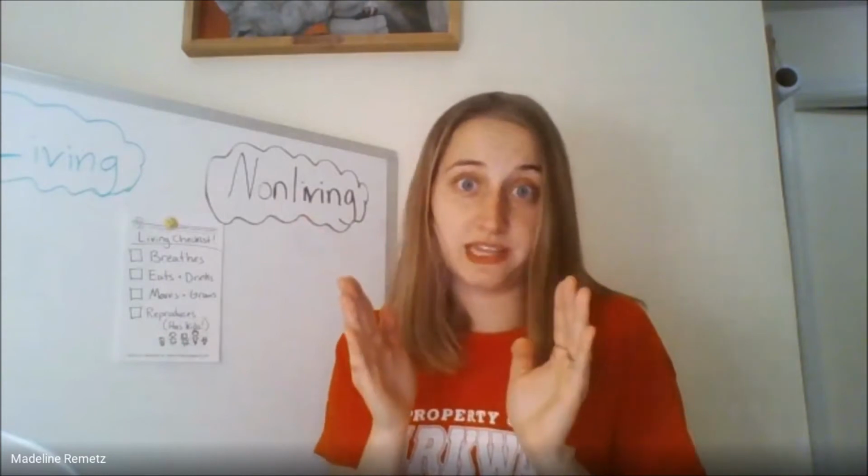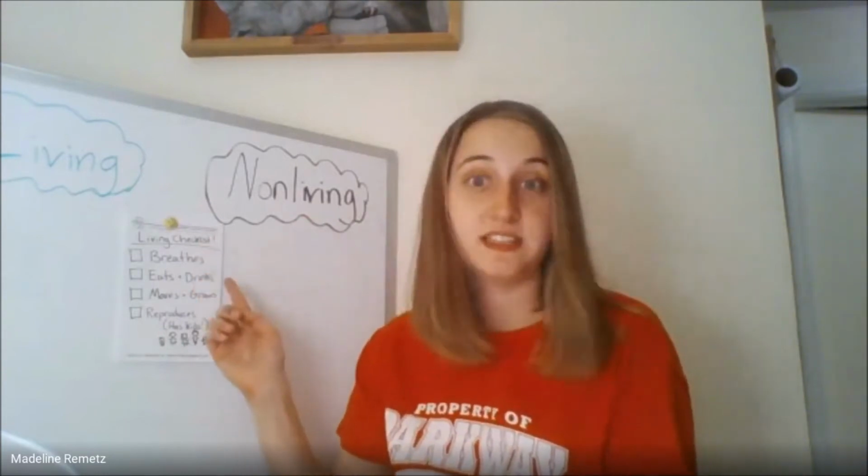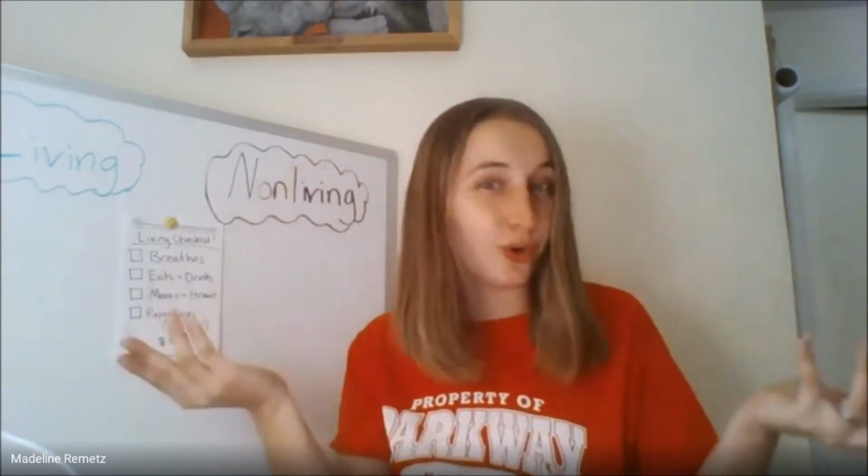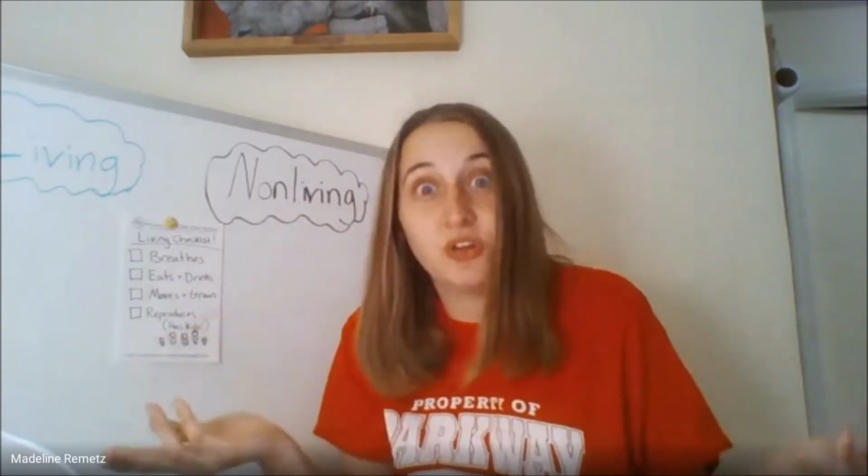There's a checklist to see if things are living or non-living. Here's my checklist. A thing needs to be able to breathe, eat and drink on its own, or be given food. It needs to move on its own, grow, bigger, stronger, older, and it needs to be able to reproduce or have children. Reproduce is a big word, but it really just means to create a family and have kids.